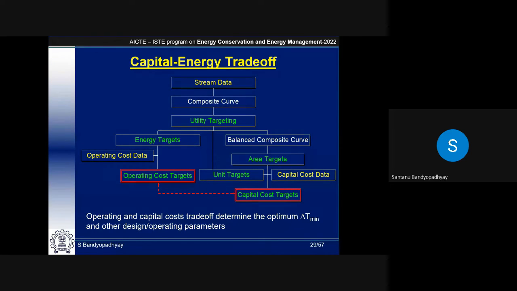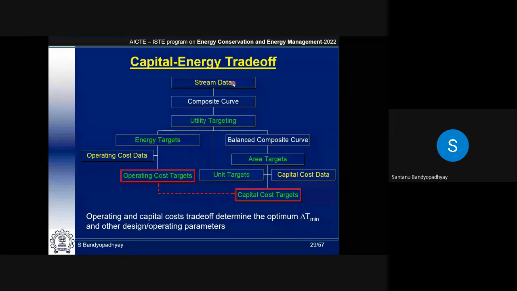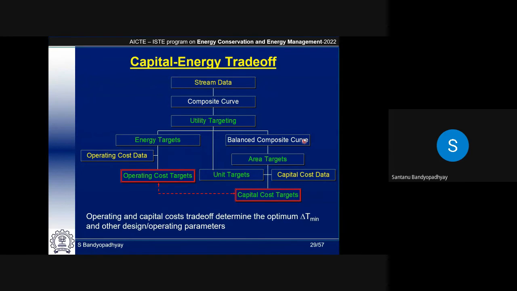Can we do something more? Yes, this has been done. We'll start with stream data, we'll generate the composite curves, we'll go for the utility targeting. Then there is a concept called balanced composite curve through which we can target the total heat exchanger area requirement. We can target the number of heat exchangers. So from here, we can make the capital cost estimation. Similarly, from the energy targets, we can find out what is the operating cost. Once you do this, we can actually add them and find out the total annualized cost.